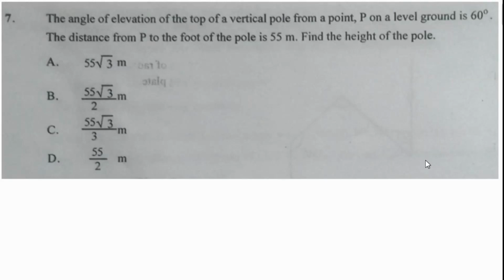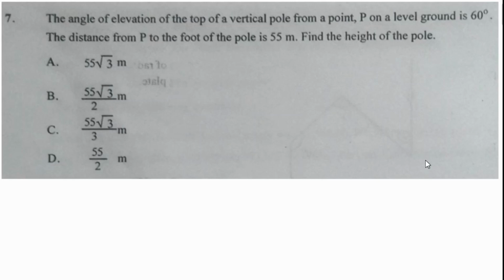Today I'm solving objective questions 7, 20, 24, 31 and 40 of the 2023 WASSCE General Mathematics paper written by Ghana. And question 7 reads that the angle of elevation of the top of a vertical pole from a point P on a level ground is 60 degrees. The distance from P to the foot of the pole is 55 meters. Find the height of the pole.